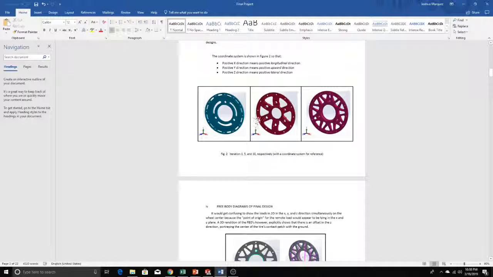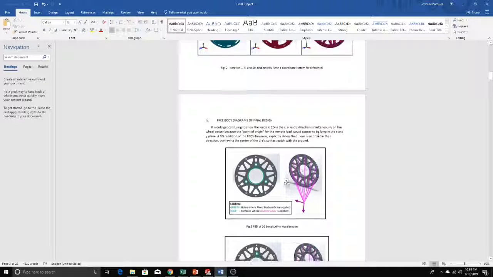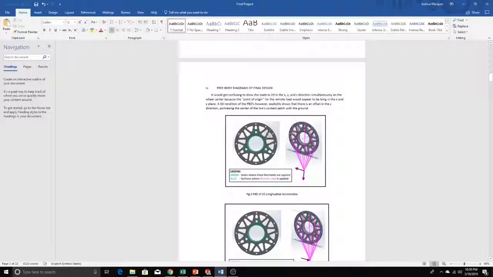Alrighty, so here are three of the design iterations for our wheel center. We had 10 design iterations, but we included three of them. Here's our iteration 1, iteration 5, and iteration 10. Below are listed the free body diagrams.